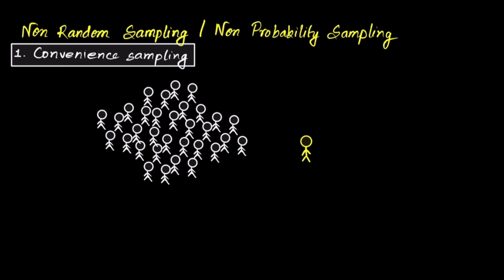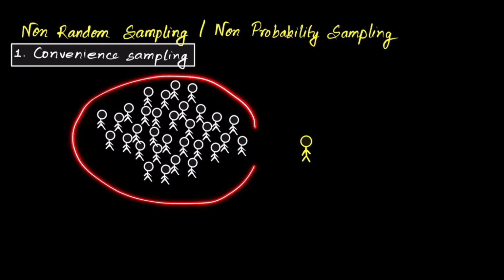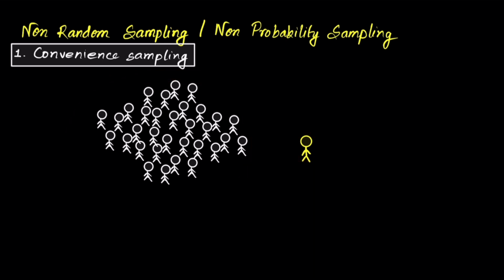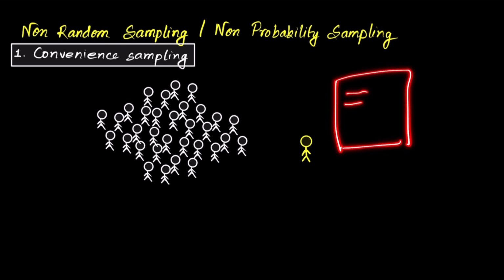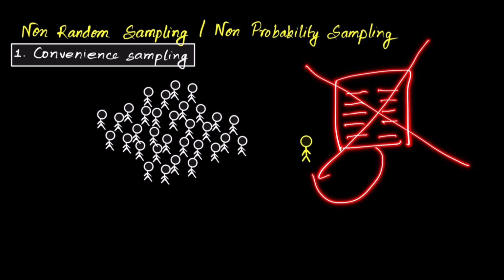So first we are going to look at the various types of non-random sampling or non-probability sampling. Let's say this is the population to be studied by the surveyor. The best method of surveying this population would be to choose individuals or representatives at random and then use these representatives for study. However, for that, the surveyor requires a population list so that he can choose individuals at random from that population list. But let's say the population list is not present with the surveyor.